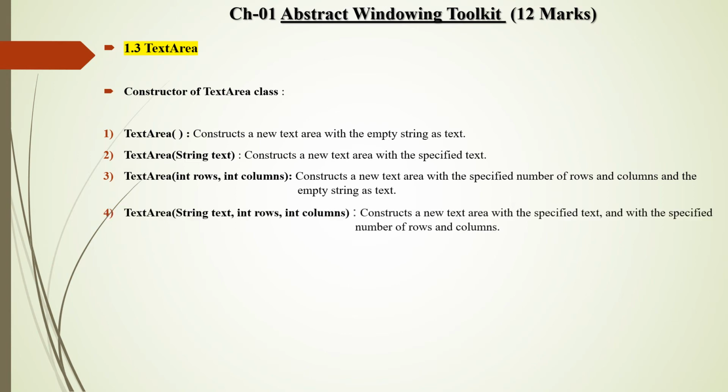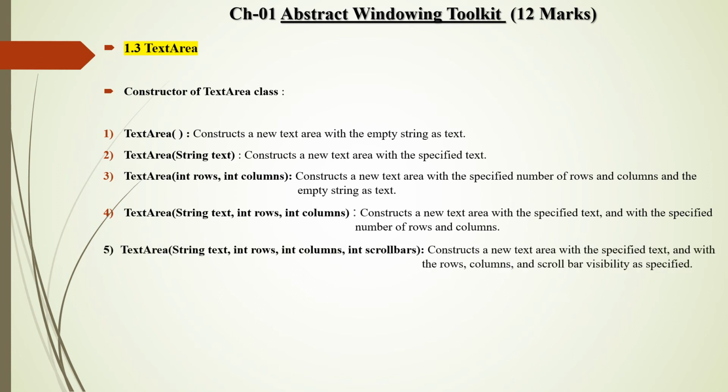Next constructor, TextArea, has three parameters: string text, then integer rows and columns. So the first parameter is string type, second is the number of rows, and third is the number of columns. So this constructs a new text area with the specified text and with the specified number of rows and columns.